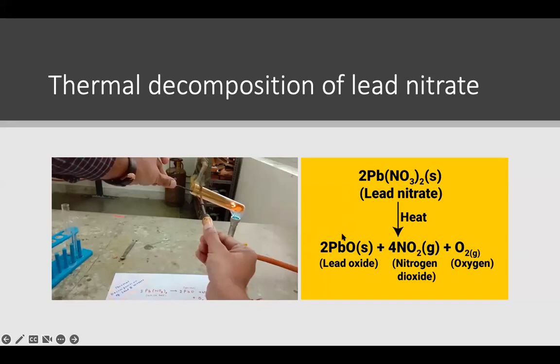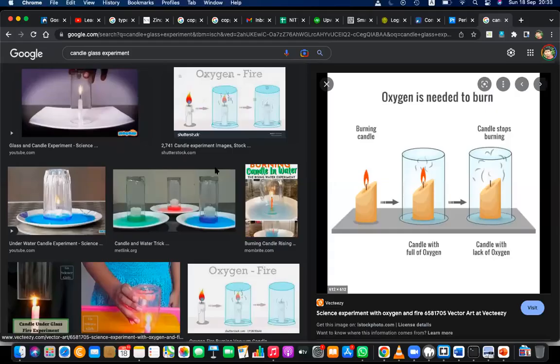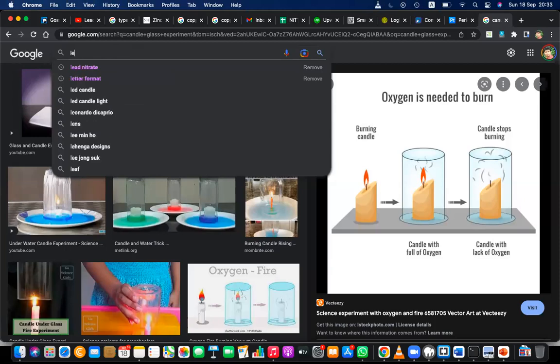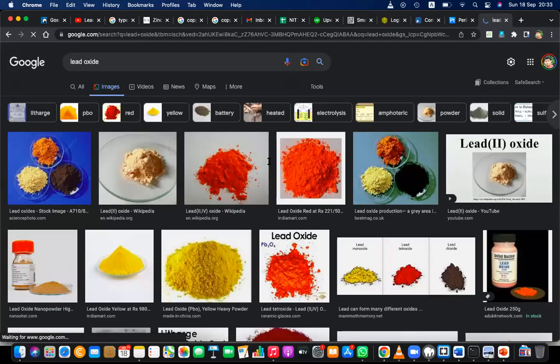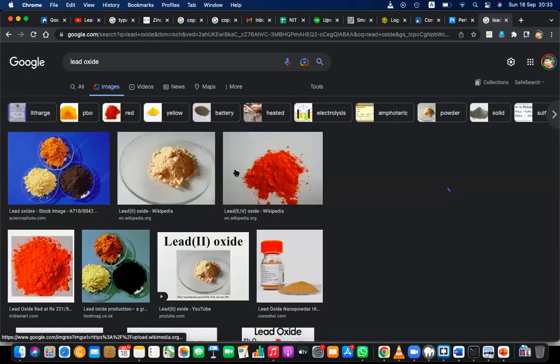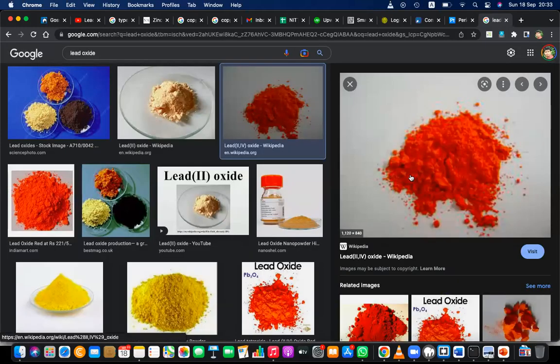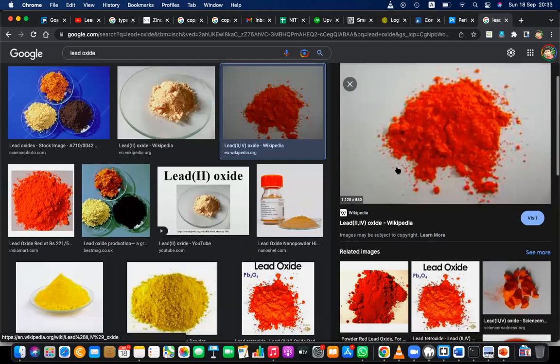Okay, so this will form basically a red color dust-like thing inside the test tube. That is lead oxide, right? If you haven't seen lead oxide, this is it. It is basically this red color dust. But it will not be exactly this color, it will be closer to this color.